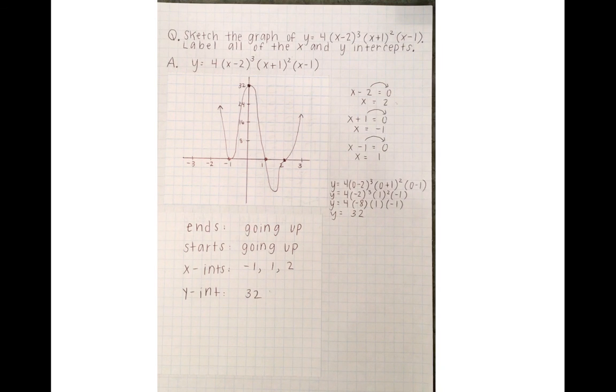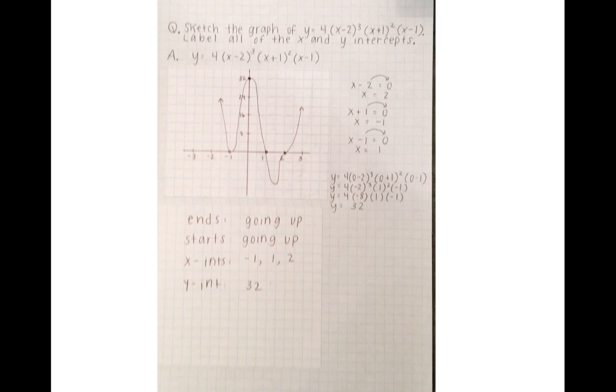To summarize, in order to sketch a polynomial function, you must determine how the function ends and starts, then you must plot the function's x and y intercepts, and then you must connect the function's intercepts.